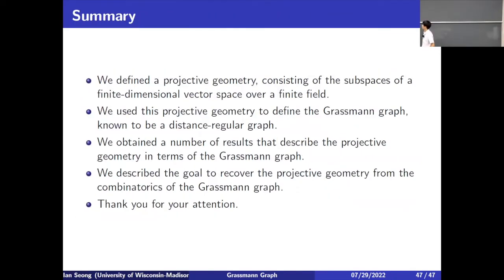Okay, so in summary, we first defined the projective geometry that consists of subspaces of a finite dimensional vector space over a finite field. And we use this projective geometry to define a Grassmann graph. And we know this is a distance regular graph. We obtained a number of results that describe the projective geometry in terms of the Grassmann graph. And we also mentioned the goal to recover this projective geometry from the combinatorics of the Grassmann graph.